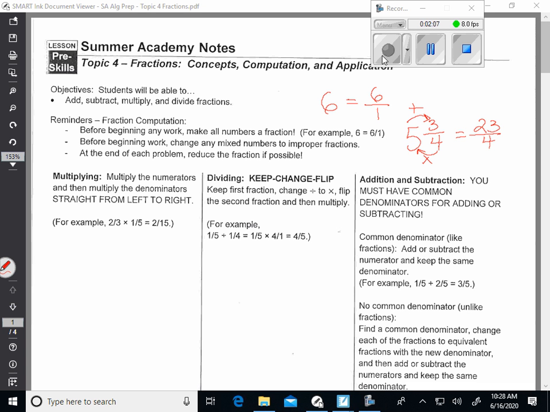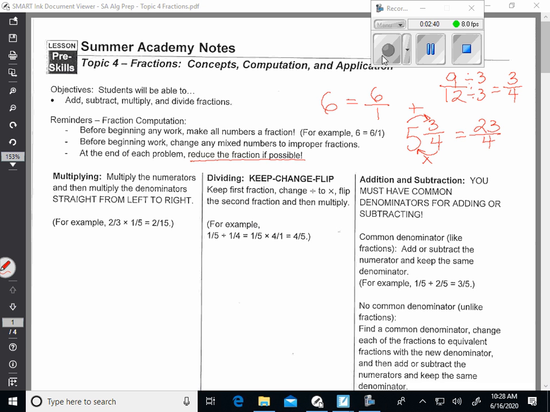And then last but definitely not least, at the end of each problem, reduce the fraction if you can possibly reduce it. So that means if you get 9 over 12, that is not your final answer. You need to reduce it. Always reduce to lowest terms. It's little things that stop you from getting full credit on a problem that you otherwise did correctly.